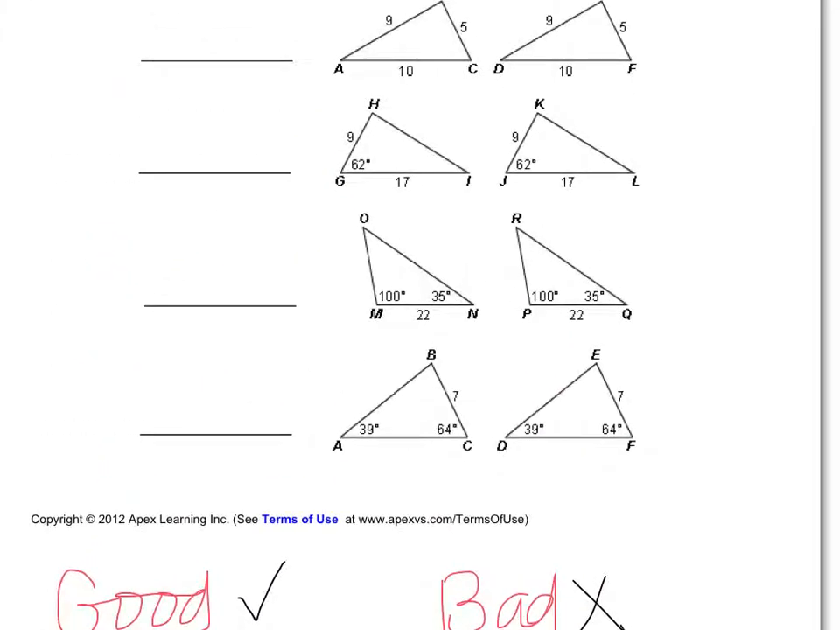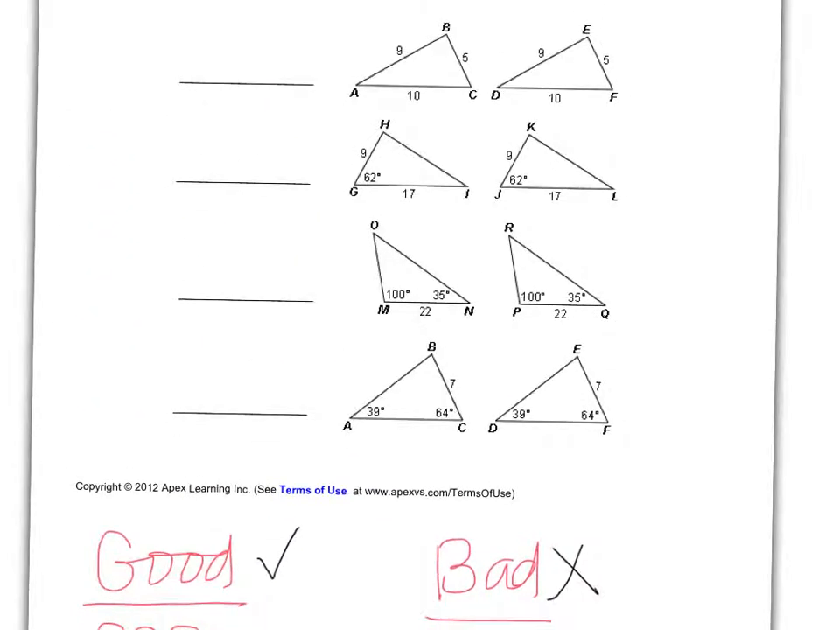So I have these 4 pictures here, and I'm supposed to determine which of these 4 postulates, the good ones, match each of these 4 pictures. So let's start with the bottom one. Let's see what we've got. We have the 39 and the 39, which is an angle. We have the 64 and the 64, which is an angle, and we have the 7 and the 7, which is a side, so this one is the angle-angle-side postulate.